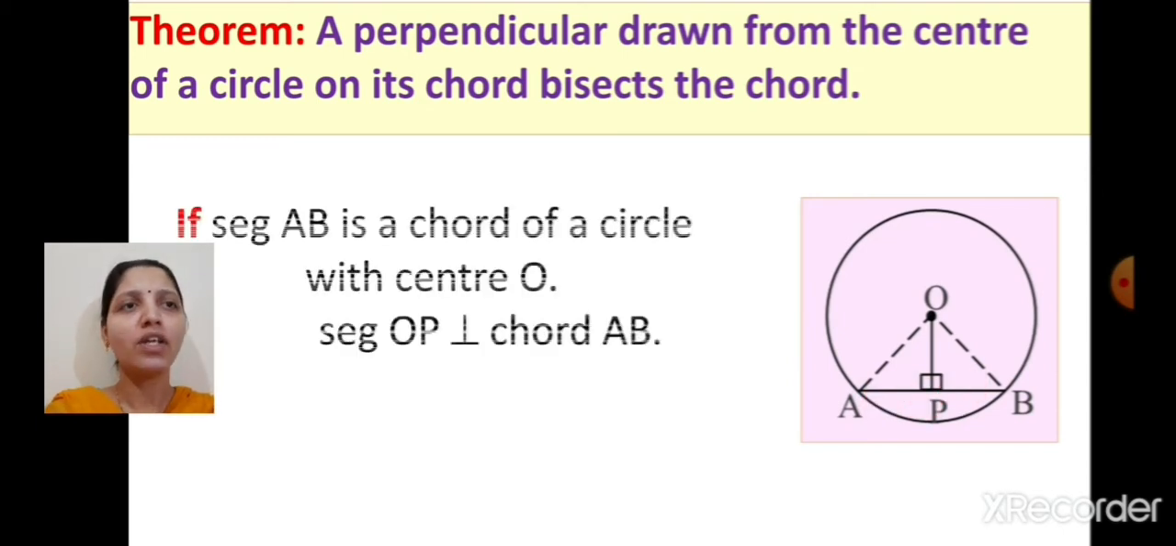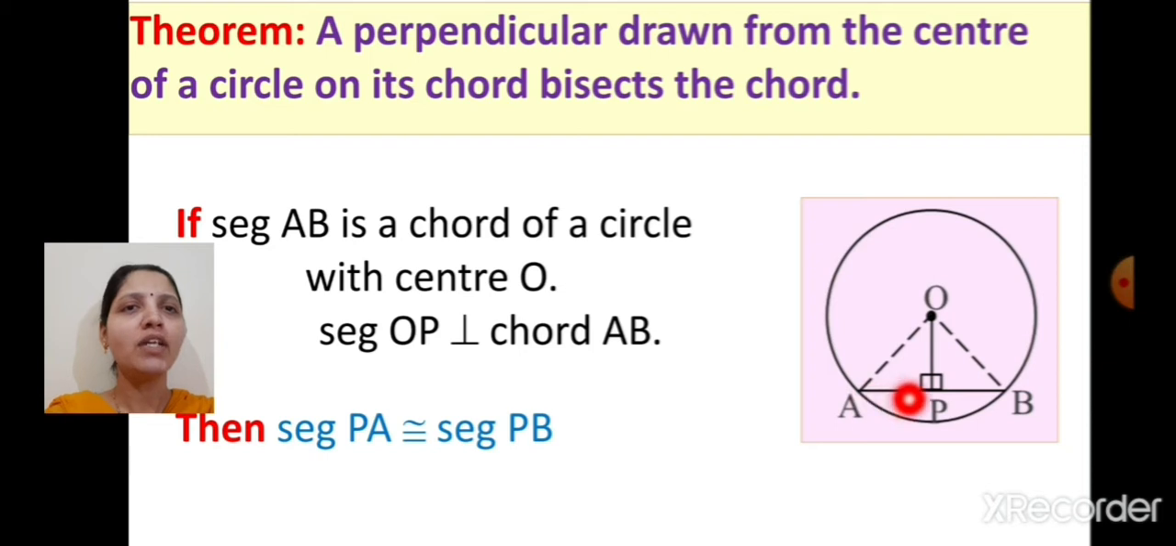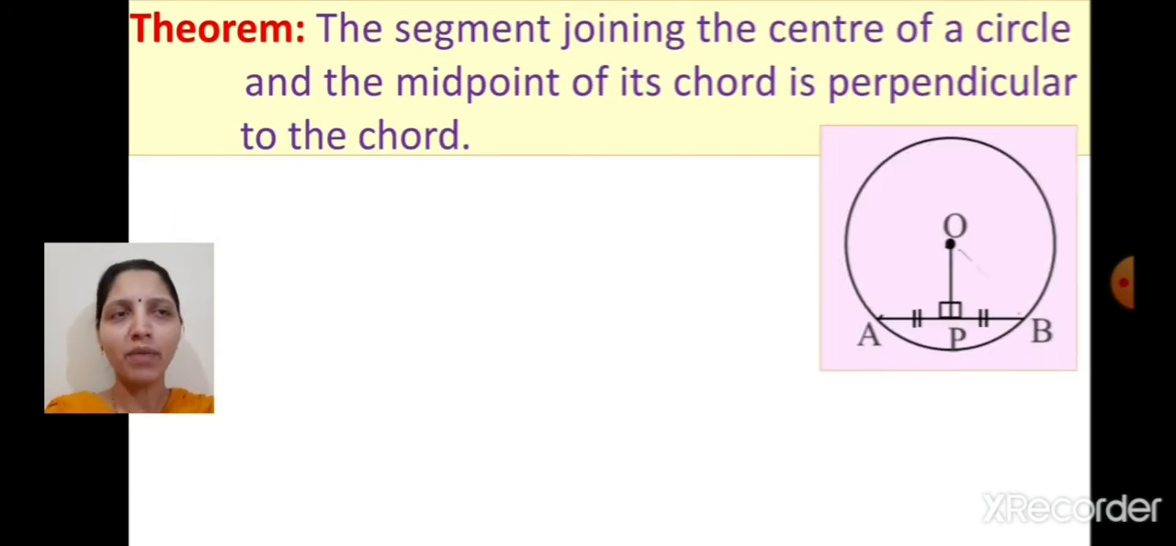That means if you draw a perpendicular segment, that is segment OP, on the chord of the circle, that is on segment AB, then this segment OP bisects the chord. Okay. So in this figure, segment AB is a chord of a circle with center O, and segment OP is perpendicular to chord AB. Then we can say that segment AP is equal to segment BP. Okay. So this is the first theorem and it is very important. So you should remember this statement. Okay. So today we are going to learn one more theorem based on the property of chords.